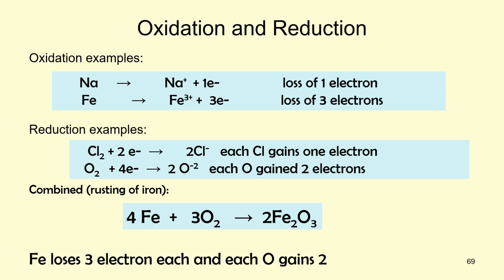And then you can see down here, this is a combination. This is actually iron being rusted by oxygen. So the iron has lost electrons and the oxygen has gained electrons, and it formed rust.